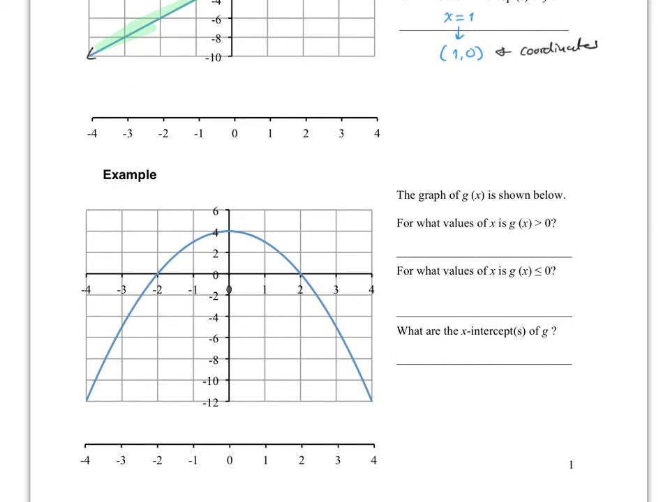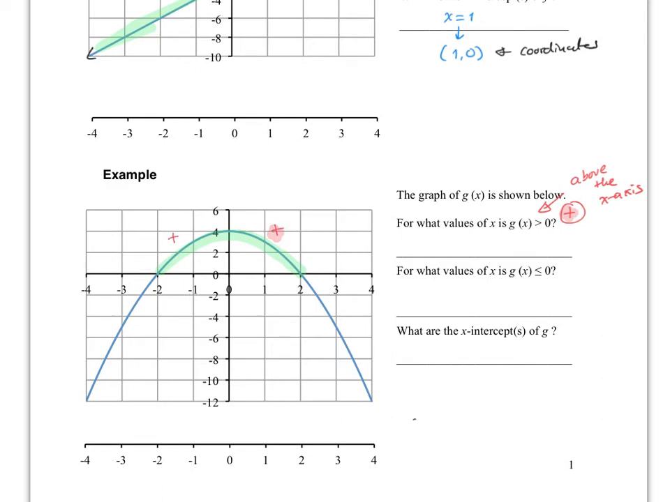Right, so this one is asking for which values of x is g of x positive. Notice that it's clearly asking greater than 0, so that means 0 cannot be included in the solution. And remember, greater than 0 just means where this is positive, or above the x-axis. That's what you should be looking for. So above the x-axis is this part. This is the part that is positive. So it is positive here and here.